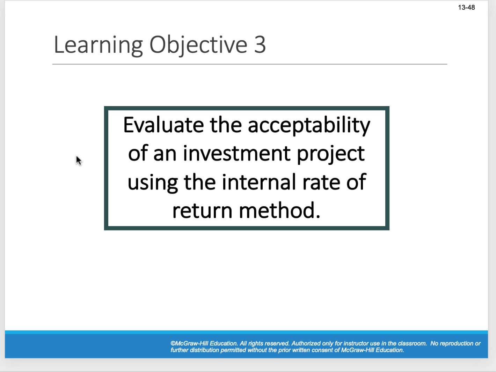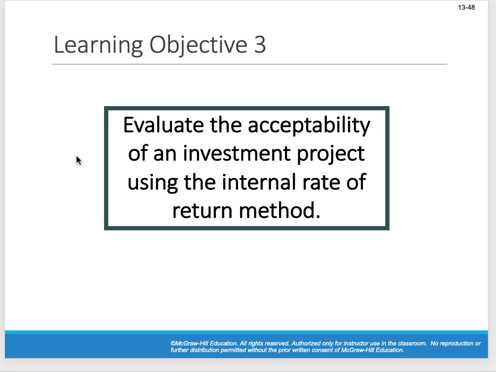This will actually be your last lecture video for the semester, so you made it. We're going to do one more video after this, but it'll be for the study guide to go over those exercises. So in this video, we're going to look at IRR, the internal rate of return method.